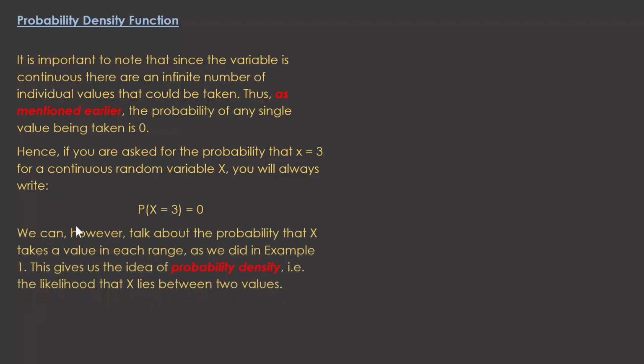We can, however, talk about the probability that x takes a value in each range as we did in example 1. This gives us the idea of probability density, i.e. the likelihood that x lies between two values. Typically, the graph of a PDF is a curve, and the total area under the curve is always 1.